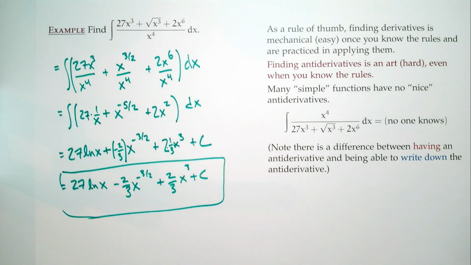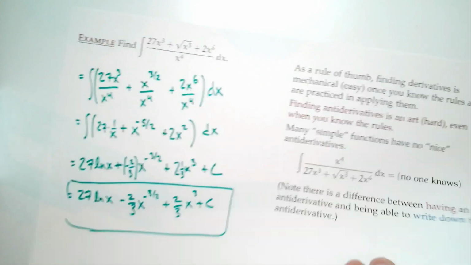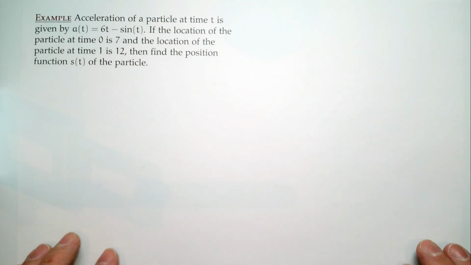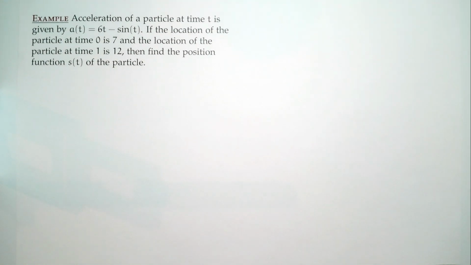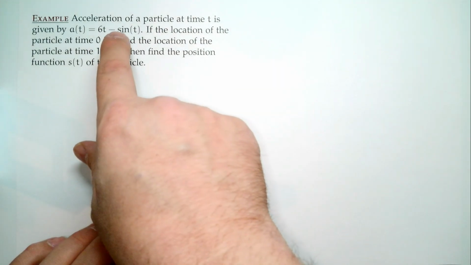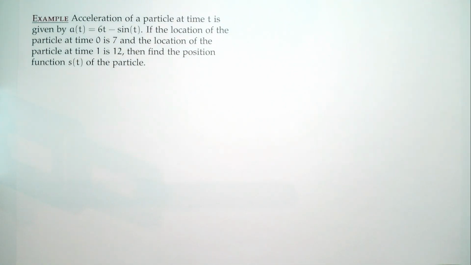All right. Now, let's try another problem. So, let's talk about acceleration. We have a particle, which at time t, the acceleration is given by the following expression. Acceleration is 6t minus sine of t. The location of the particle at time 0 is 7, and the location of the particle at time 1 is 12. And the question is, where is the particle at any given time?